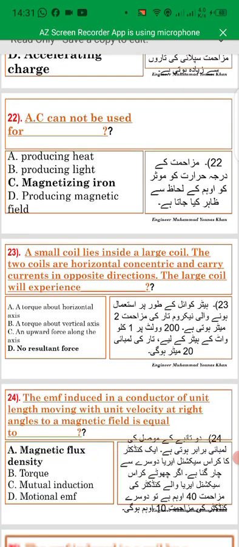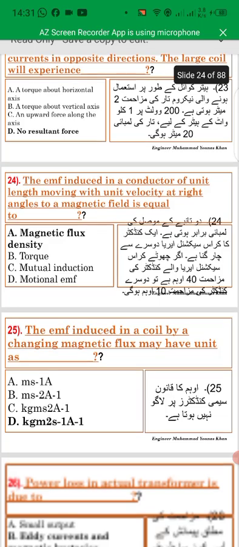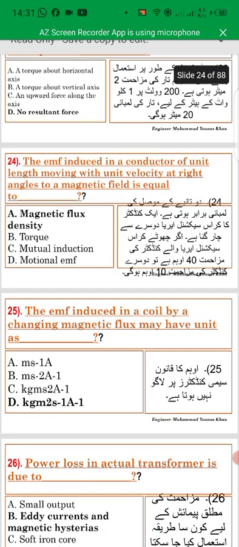A small coil lies inside a large coil. The two coils are horizontal, concentric, and carry currents in opposite directions. The large coil will experience no resultant force. The EMF induced in a conductor of unit length moving with unit velocity at right angles to a magnetic field is equal to magnetic flux density.